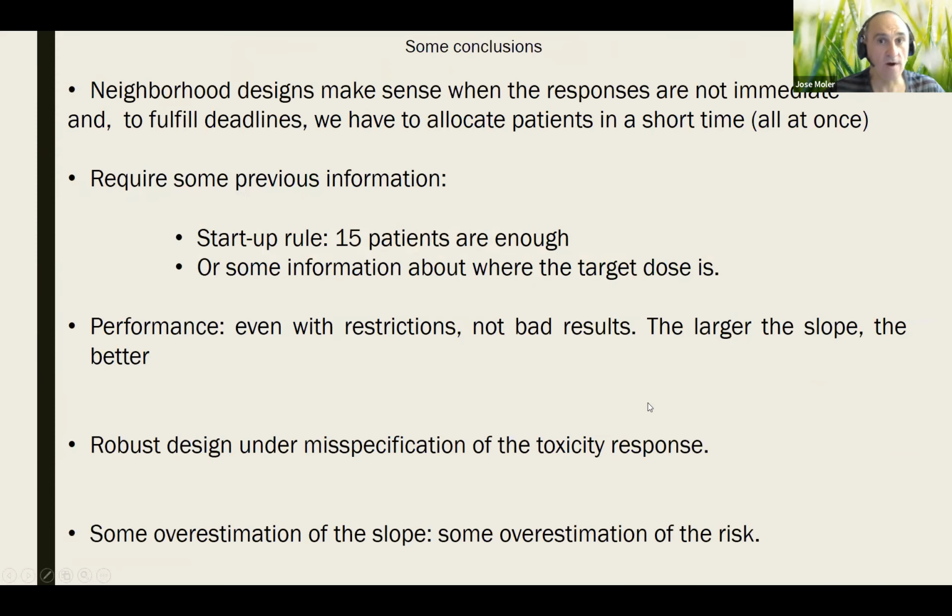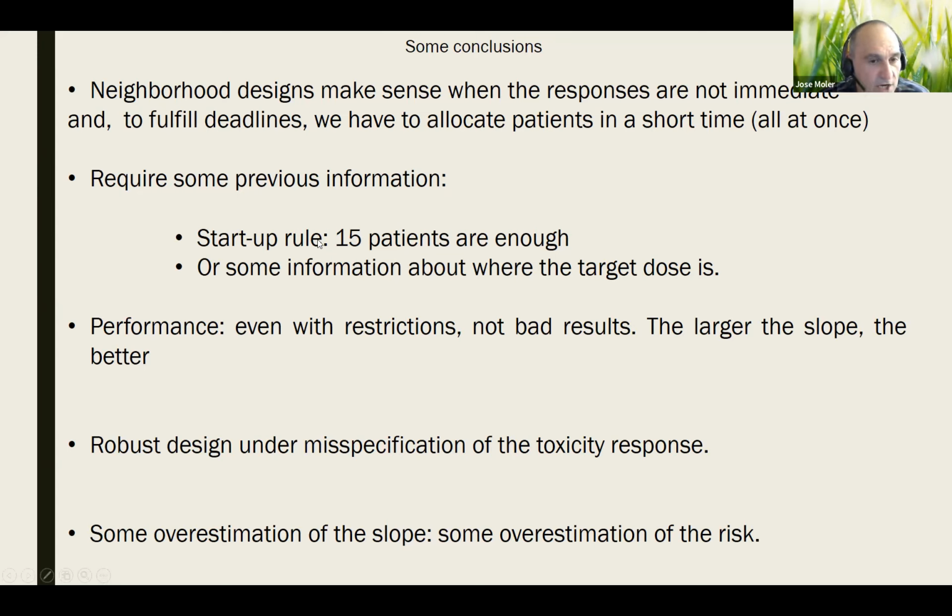Okay, so as some conclusions to finish, neighborhood designs make sense when the responses are not immediate. In order to fulfill deadlines in our clinical trial, we have to allocate patients in a short time, for instance, all at once. In this context, neighborhood designs make sense because they have good performance, and response adaptive designs are not applicable.